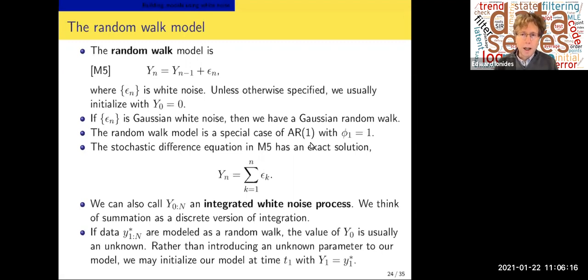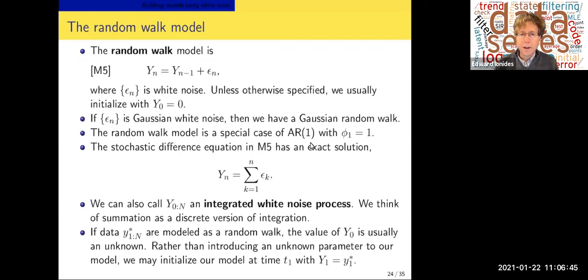Now, as we already mentioned, a difference equation needs initial values to complete the specification. We usually initialize with y0 is 0, so we start the random walk at 0. If epsilon n is Gaussian white noise, we have a Gaussian random walk. This is a special case of the AR1 with an AR coefficient phi1 equals 1.